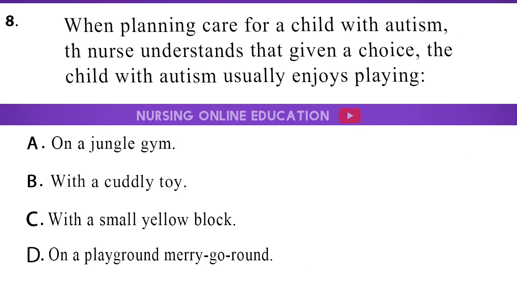8. When planning care for a child with autism, the nurse understands that given a choice, the child with autism usually enjoys playing A. on a jungle gym, B. with a cuddly toy, C. with a small yellow block, D. on a playground merry-go-round. The answer is option D, on a playground merry-go-round.